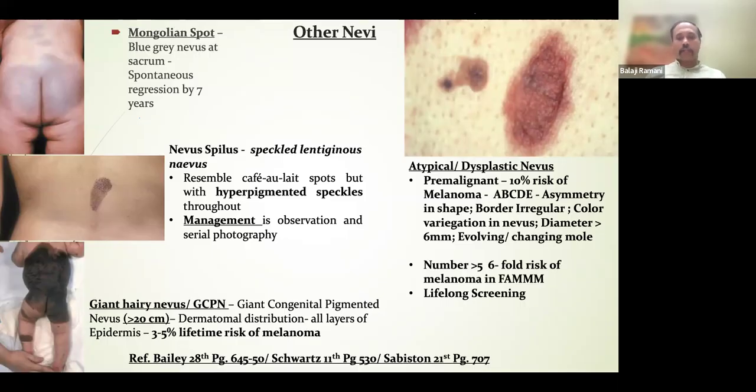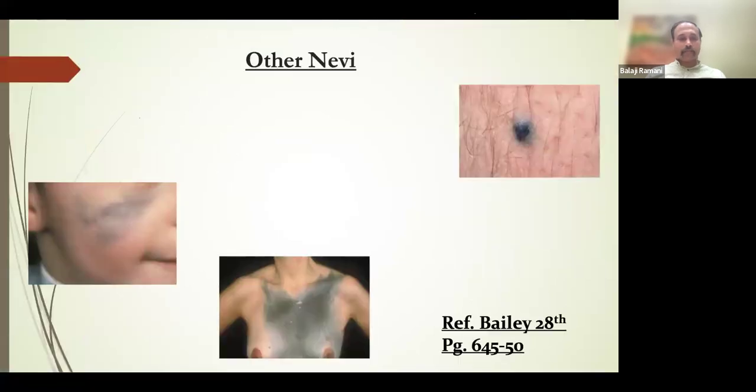There is also a small risk of head and neck cancers. That is the only familial condition which is inheritable, which has the head and neck cancer. The oral cavity lesions can happen. So familial atypical multiple mole melanoma syndrome is the one where the number is more than 5 and multiple atypical nevi are present, dysplastic nevi are present, then there is a risk of having melanoma.